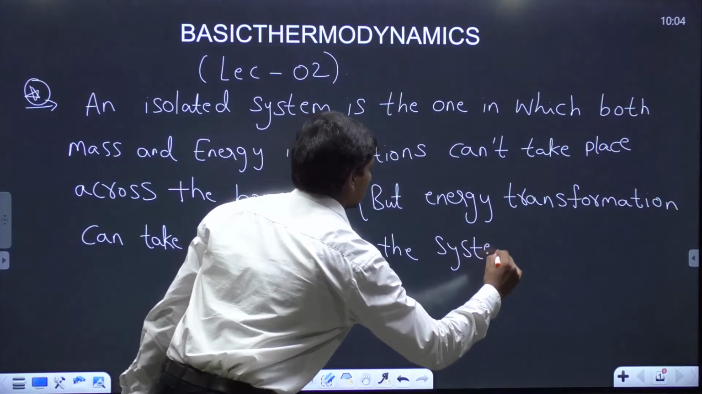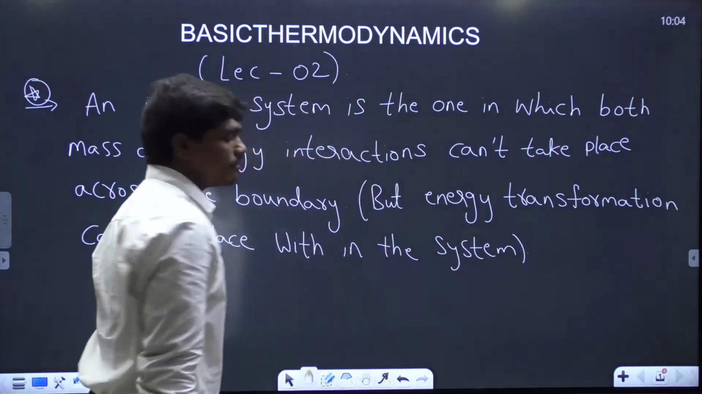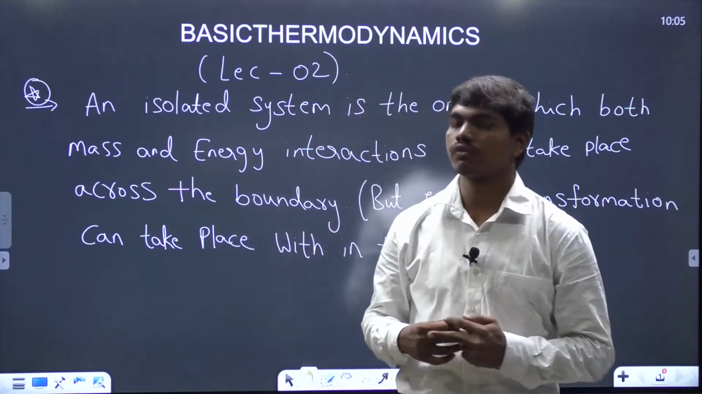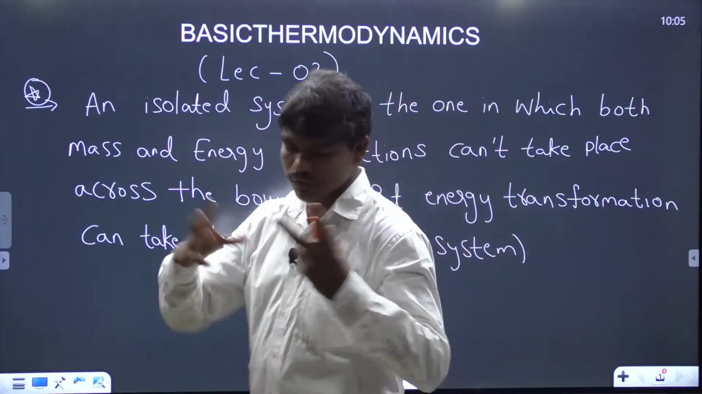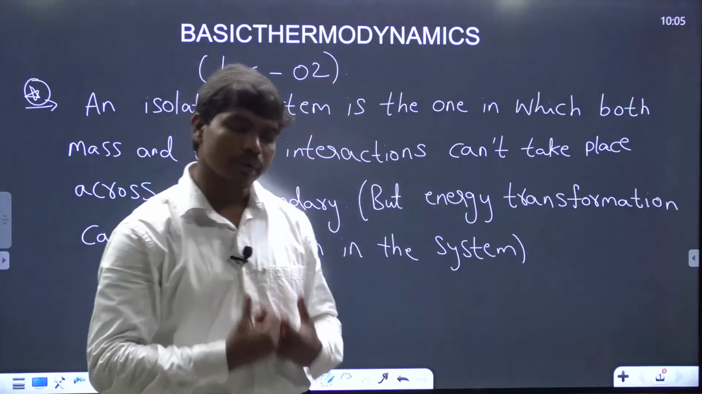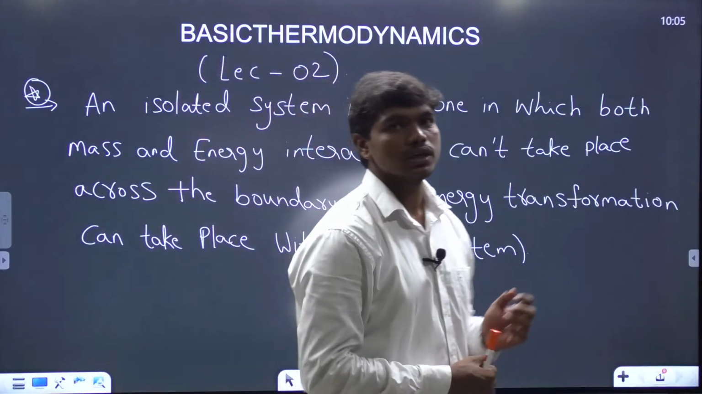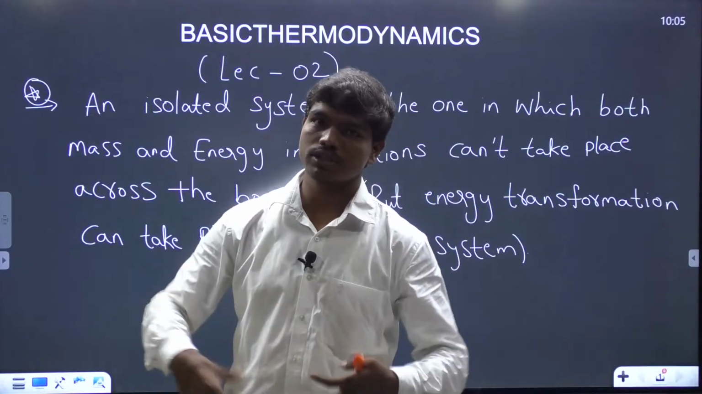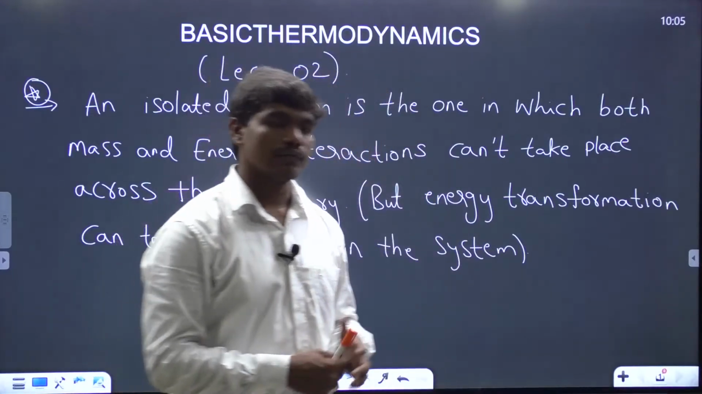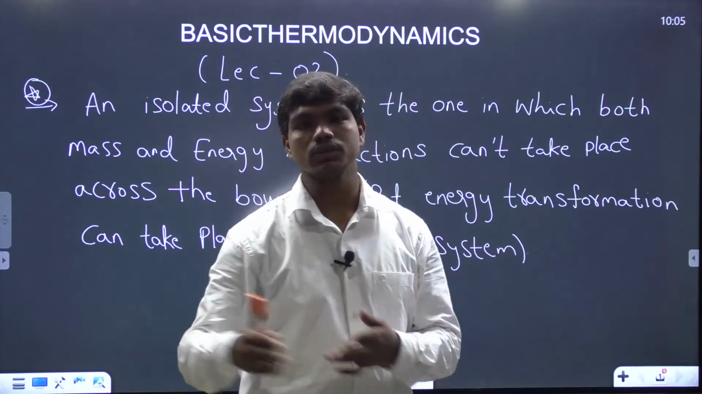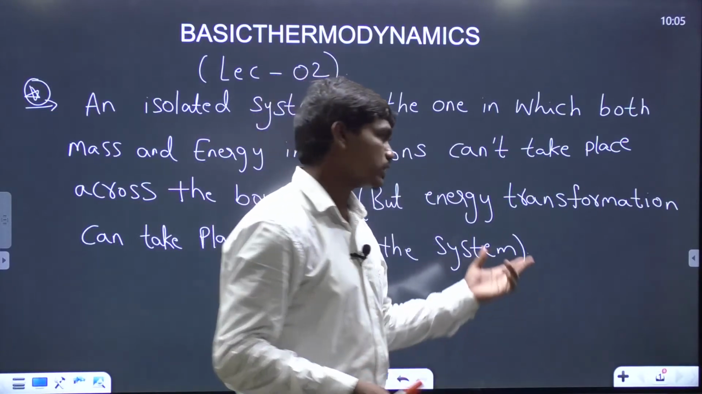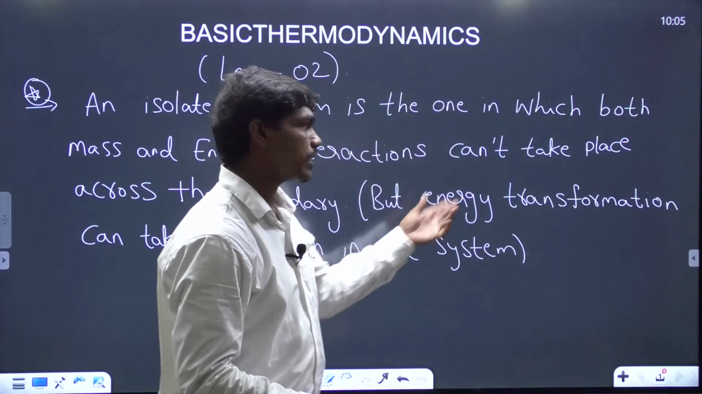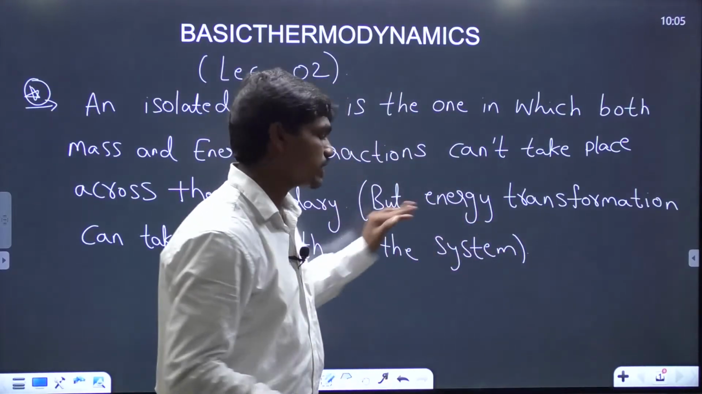This line which I have written in brackets is very important, because it gives us the law of conservation of energy. In the universe, energy can't come in or go out, because we treat the universe as an isolated system. But a lot of processes happen inside this universe which change one form of energy to another form of energy. So this line I would like to add, which I didn't in yesterday's class: energy transformation can take place within the system.